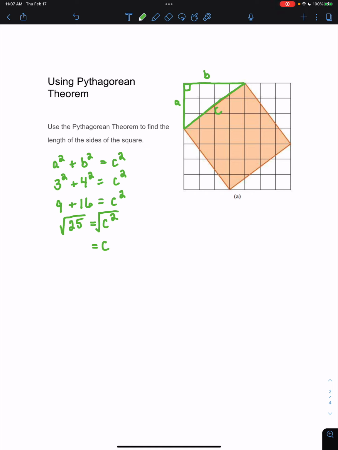And that number, 25, happens to be a perfect square. You can evaluate it on your calculator if you want. But I already know that 5 times 5 is 25. So my C is going to be 5 units long. So that's one way that you can use the Pythagorean theorem.